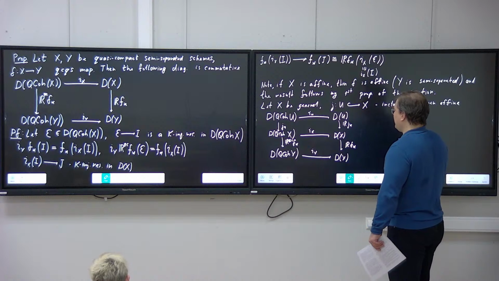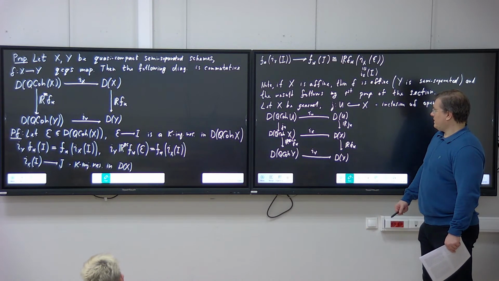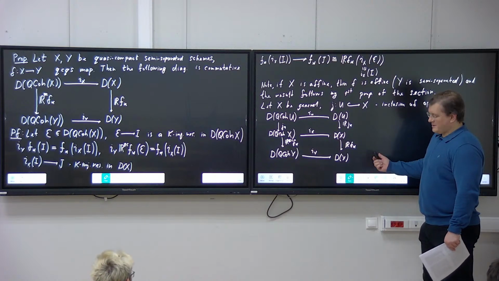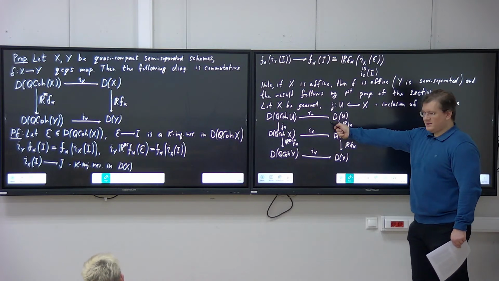Well, no. Well, it's not clear that it's commutative. I'm going to show this is commutative. It's clear this thing is commutative, right?